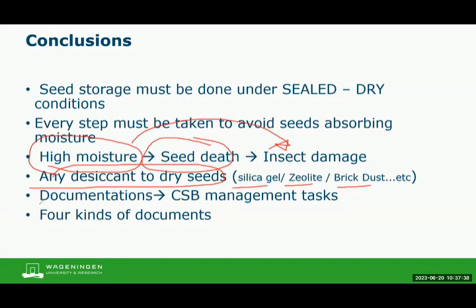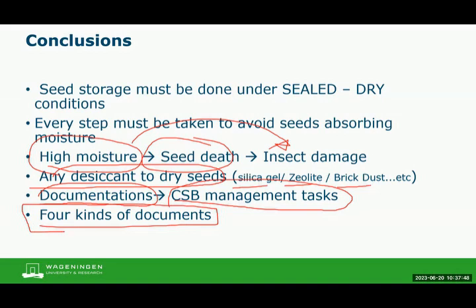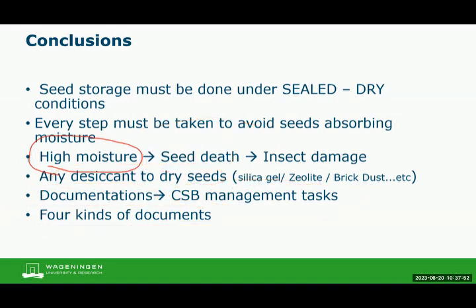And of course, then we have to go with the documentations. This is one of the community seed bank management tasks. And there are 4 kinds of documents. We have already learned about that. So this is actually concluding our discussion for today.